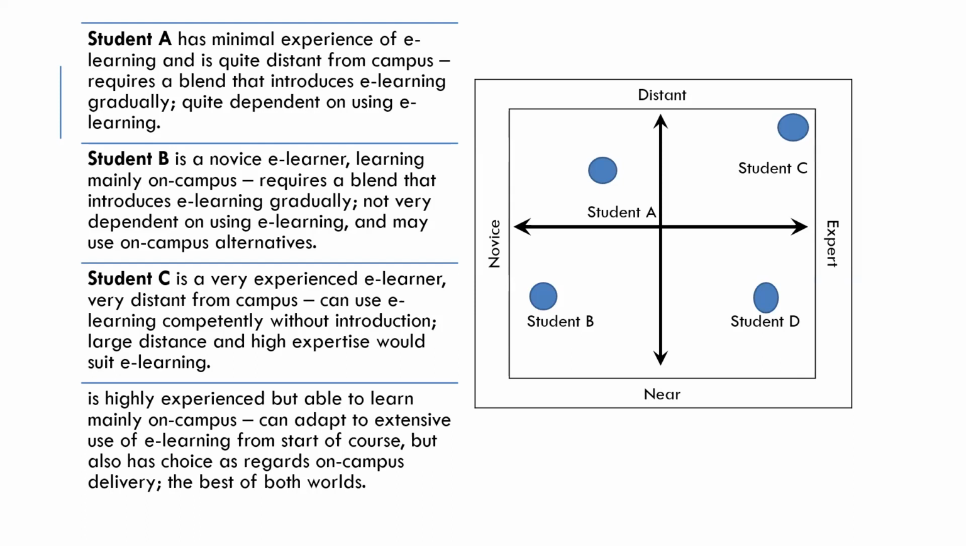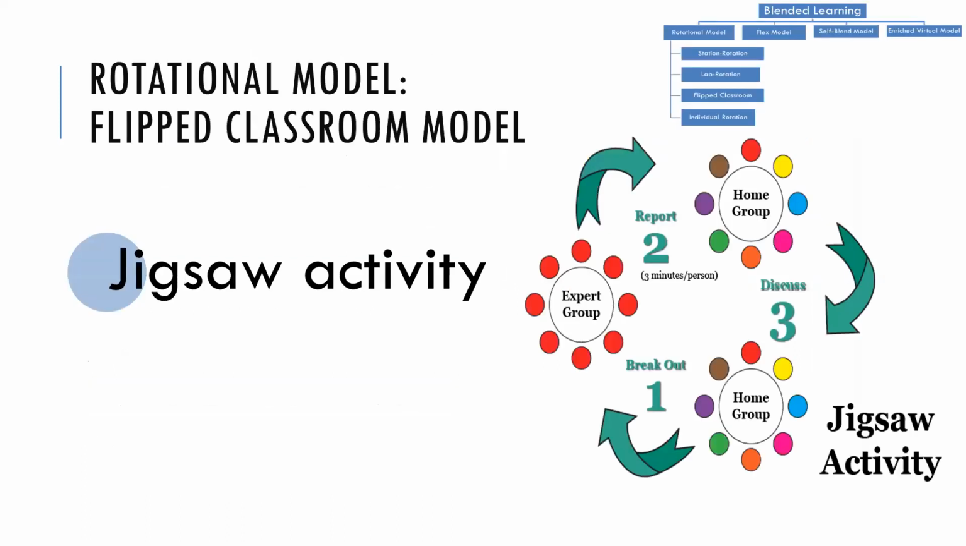and is very proficient in learning this and being an active participant. And student D, I'm sorry, I've forgotten student D, is highly experienced but able to learn. So can adapt. So you have students in all these various locations, and how do you put them together? How do you get them involved?